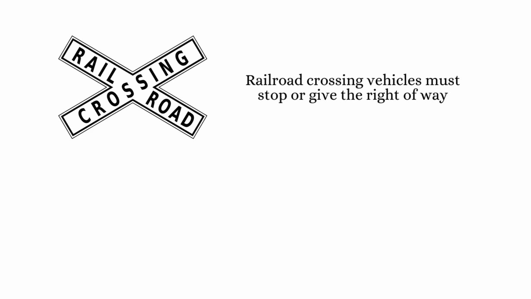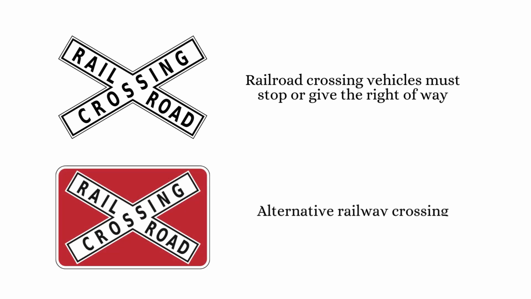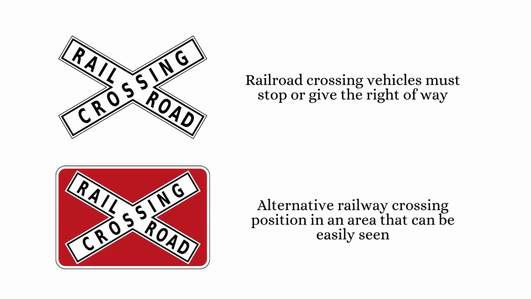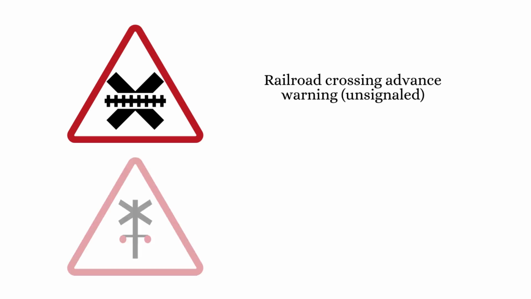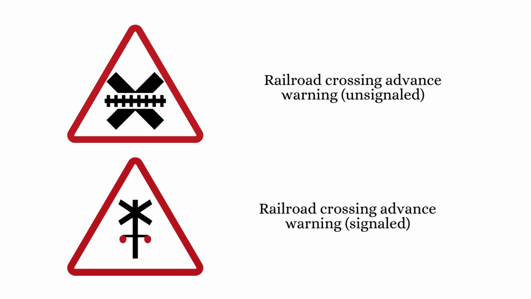This sign means railroad crossing, vehicles must stop or give the right of way. This sign means alternative railway crossing position in an area that can be easily seen. This sign means railroad crossing advance warning, unsignaled. This sign means railroad crossing advance warning, signaled.